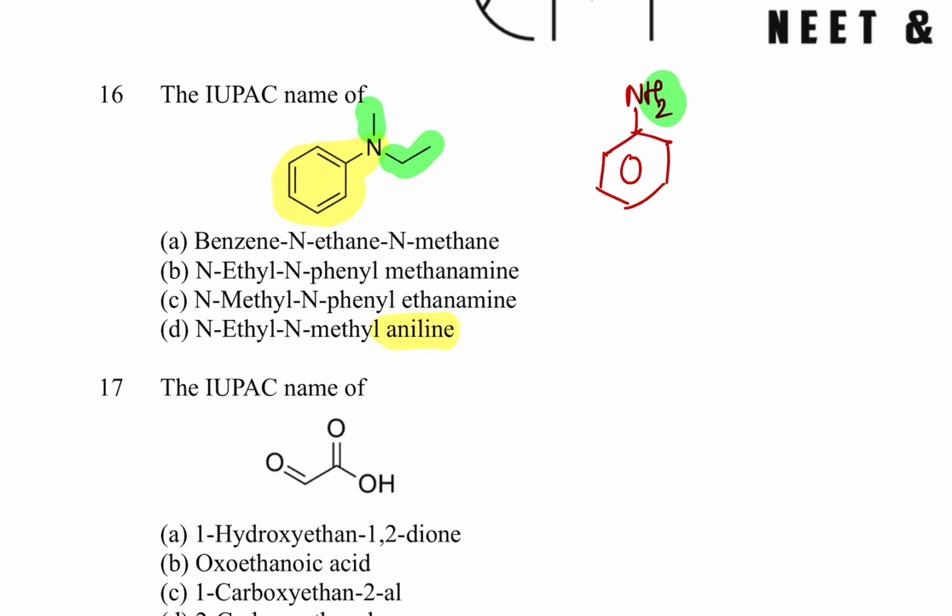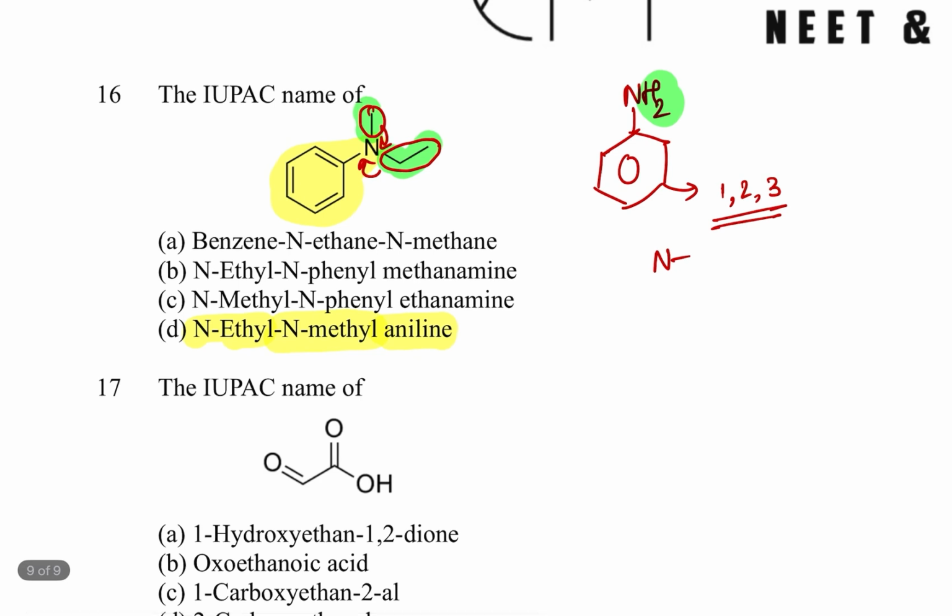N is attached to the ethyl group and N is attached to the methyl group. Why will we use N? The attachment of this methyl group and ethyl group is directly with N, not with the benzene ring. If it is attached to carbon, we number it 1, 2, 3. For carbons, we put numbers. Whenever it is attached to nitrogen, we write the name as N, that particular thing that is attached to nitrogen. Okay, so N-ethyl, alphabetical order is followed, then N-methyl, aniline. This will be the answer.